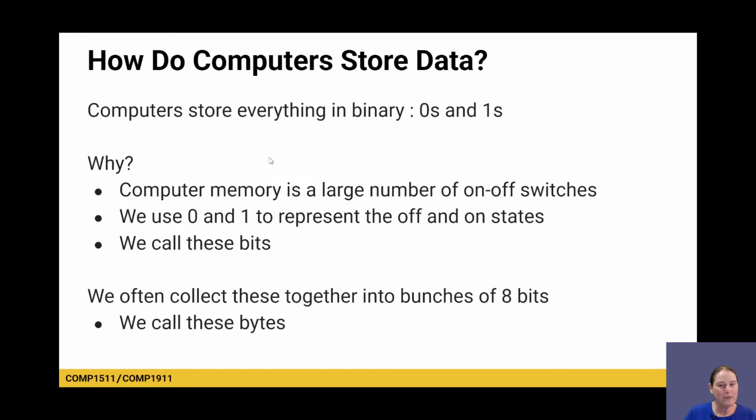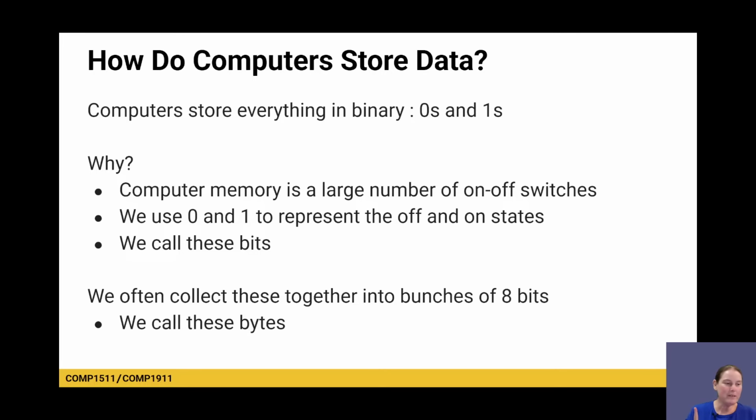Why do we do it like this? Why do we use binary? Well, computer memory is just, and apologies to anyone that's a physicist or an electrical engineer, because this is a simplified answer, but computer memory is just a bunch of on and off switches, and we can typically use 0 to represent off and 1 to represent on, and it all works out nicely with binary. And we call 0 and 1 bits.